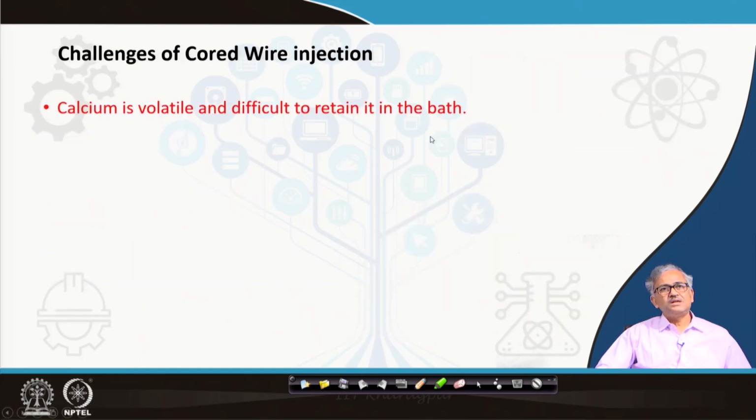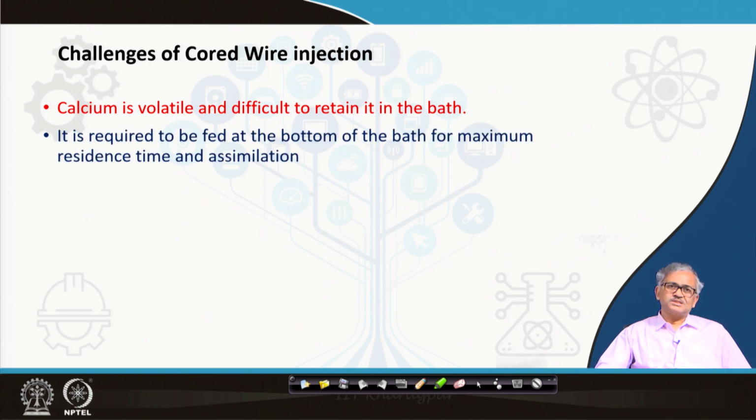Challenges of cored wire injection: as I said, calcium is volatile and very reactive, and it is very difficult to retain in the bath, because it will form a bubble and go away from the system. So it is required to be fed at the bottom of the bath for maximum assimilation of the calcium, because if you feed at the bottom, then during the rise of the calcium bubble you can utilize it, or the residence time of the calcium powder inside the liquid will be more.